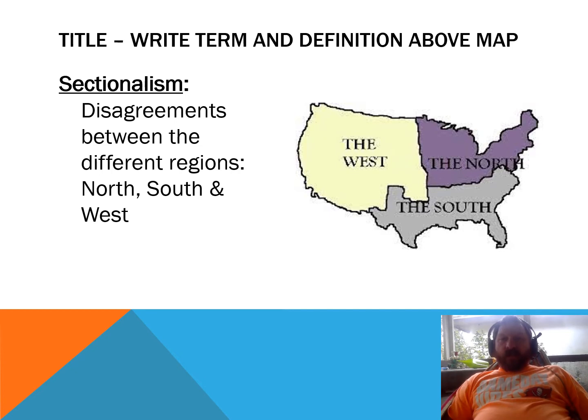So on your map, you're just going to write sectionalism and then write that above, make sure you keep it above the map, because we're going to be putting notes to either side of the map and below it. So you want to make sure you write it nice and neat right there above it. Okay, because again, remember, you pause the video long enough for you to get this taken care of.